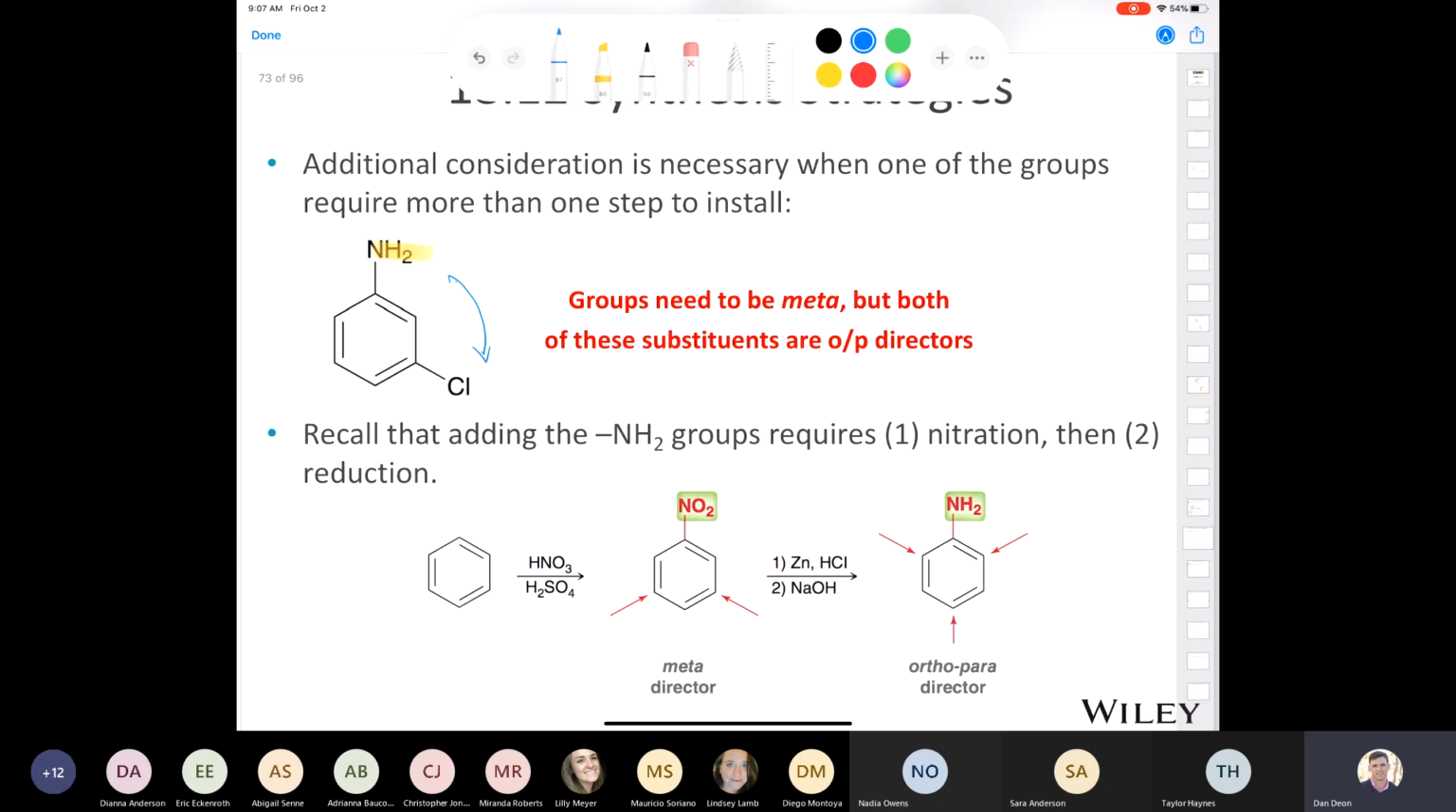These two groups are meta to each other. And if you look at these, this is an ortho-para-director, and this is an ortho-para-director. And so that tells you that you're going to have some kind of intermediate. Okay, so what would we do? First, we would install the nitro group. But now, if we were to stop the synthesis and hold the phone right there, if we were to treat that with conditions for chlorination, we would chlorinate at the meta position. Then we could reduce it.